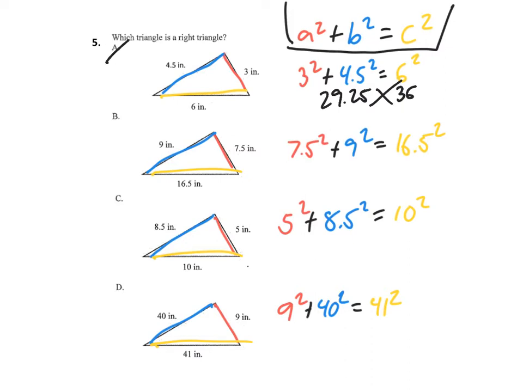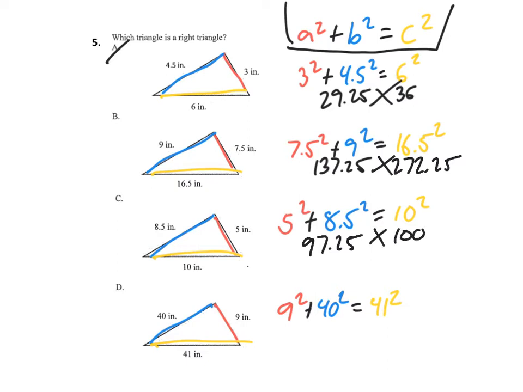On B, if I plug in the 7.5 squared and all of that, I get 137.25. For the 16.5 squared, I get 272.25. So that also does not match. On C, when I plug in the 5 squared, etc., I get 97.25. And on 10 squared, I get 100. So those also don't match.